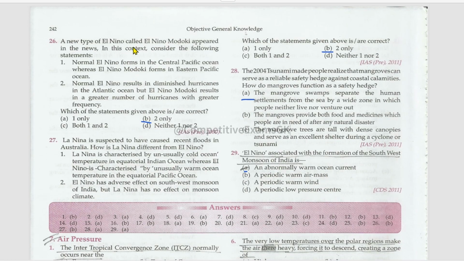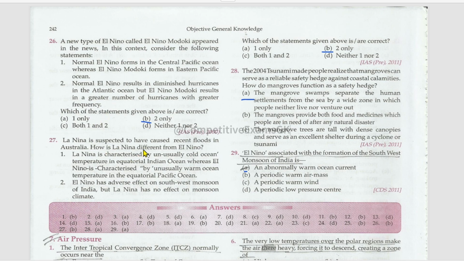A new type of El Nino called El Nino Modoki appeared in the news. In this context, consider the following statements. Normal El Nino forms in the Central Pacific Ocean, whereas El Nino Modoki forms in the Central Pacific Ocean. No, Eastern Pacific Ocean. No, false. Normal El Nino results in diminished hurricanes in the Atlantic Ocean, but El Nino Modoki results in a greater number of hurricanes with greater frequency. This is the right statement. Mention in the comments which part of the Pacific Ocean El Nino Modoki forms in.